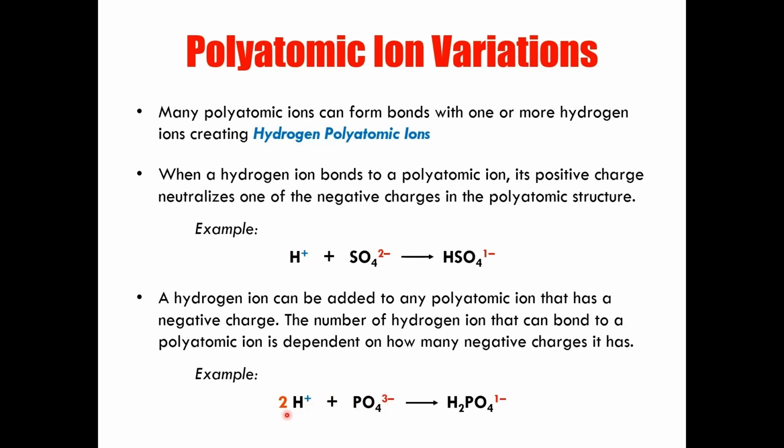If I were to add 2 hydrogen ions, those 2 positive charges will cancel out 2 of the negative charges on the phosphate ion, leaving behind 1 negative charge on the new type of hydrogen phosphate ion. This particular type of hydrogen phosphate ion would be called dihydrogen phosphate ion. The di represents the 2 hydrogens that have been added to this 1 phosphate ion.